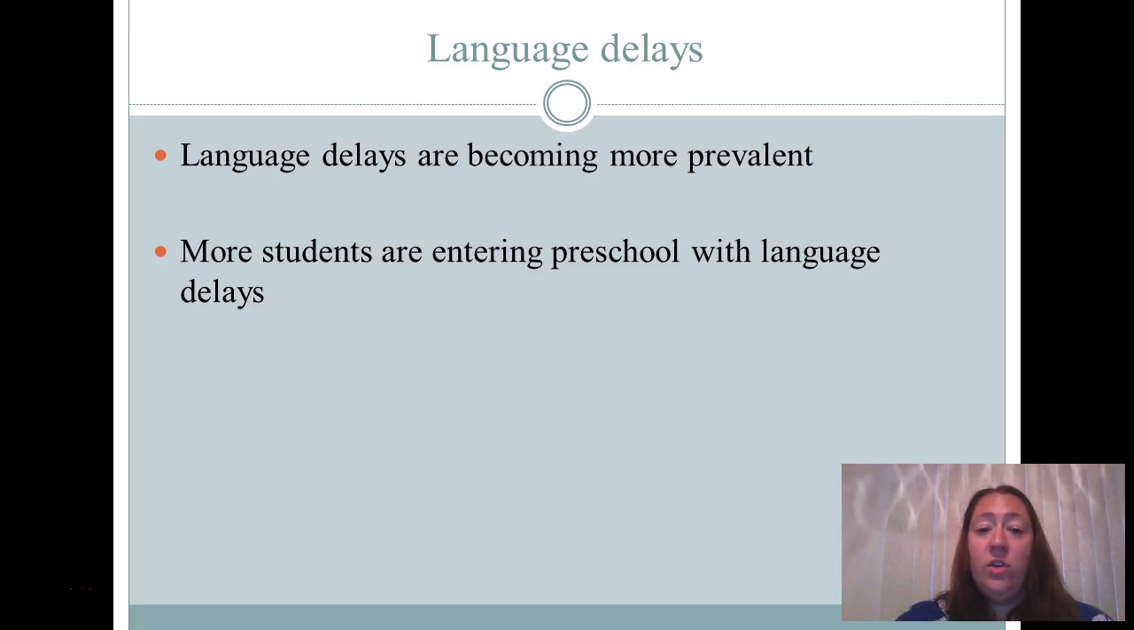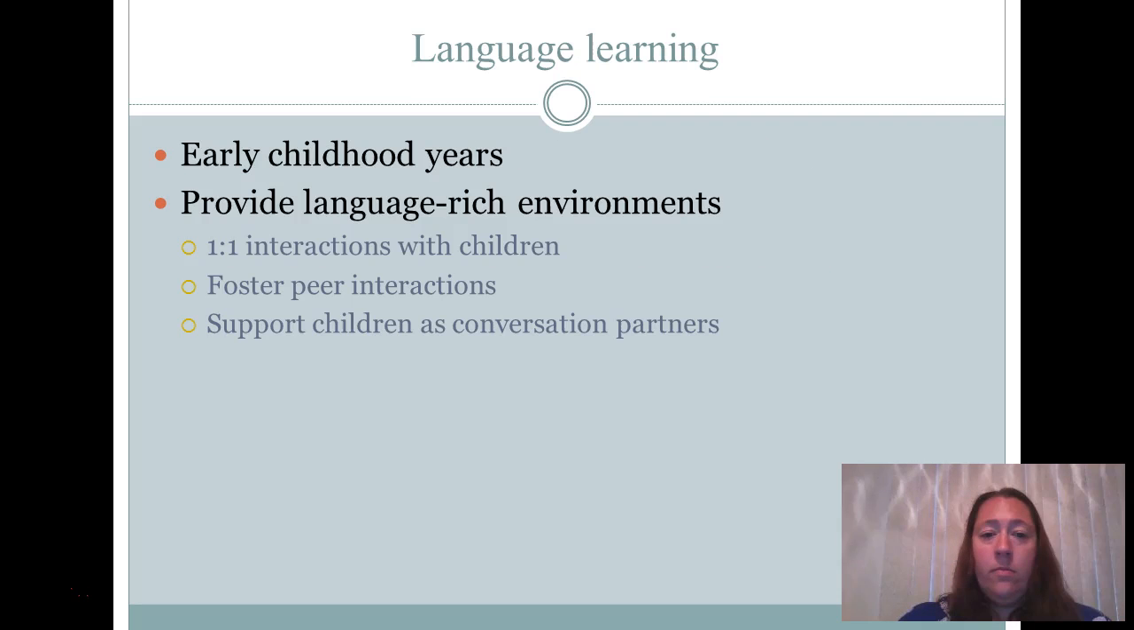Students do not have large vocabularies to express their needs and wants and struggle to understand what is being told to them. Therefore, I felt it was important to look at students' language development and language skills. Because language learning happens during the early childhood years, preschool and primary school teachers must know how to support children's receptive and expressive language development and provide language-rich environments.